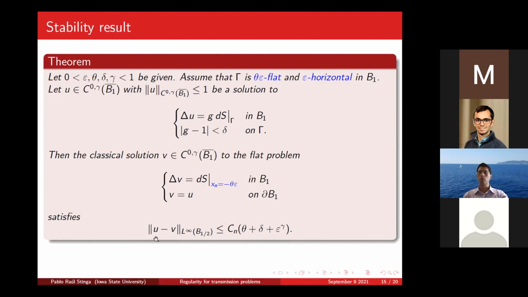I'm sorry, V is close to U, right? And these are all the parameters we need in terms of the regularity of U, the closeness of gamma to the planes, and so on. And the delta here, how close is G to 1, okay?